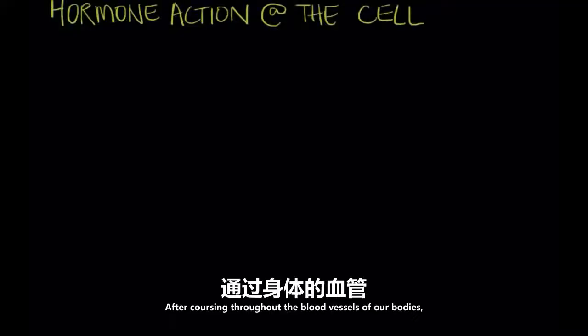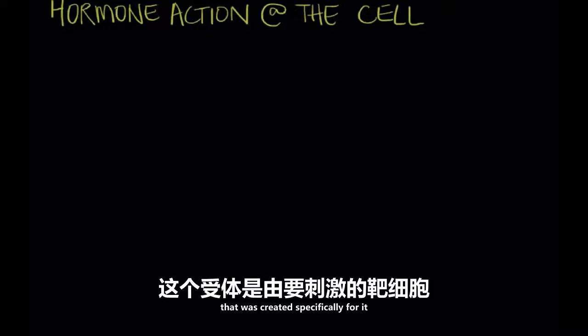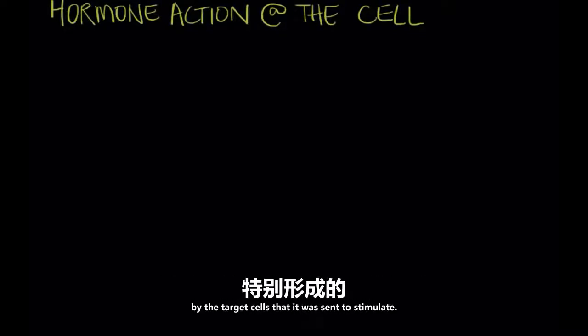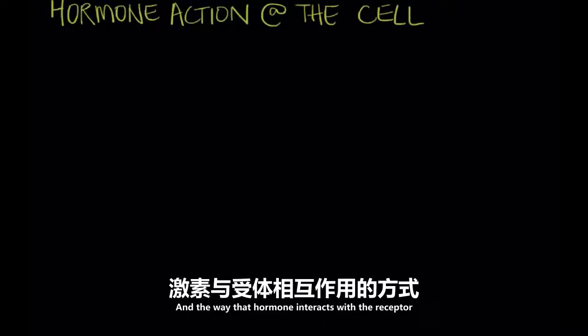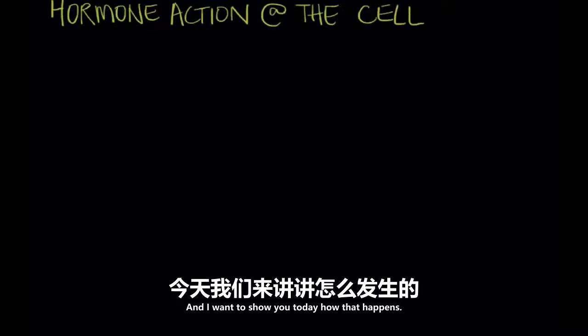After coursing throughout the blood vessels of our bodies, a hormone eventually meets a receptor that was created specifically for it by the target cells that it was sent to stimulate. And the way that hormone interacts with the receptor happens in one of two very characteristic ways, and I want to show you today how that happens.